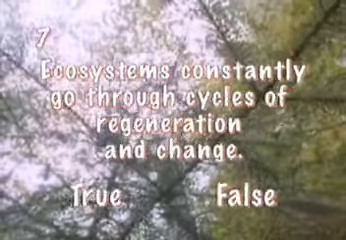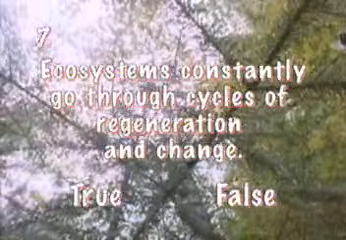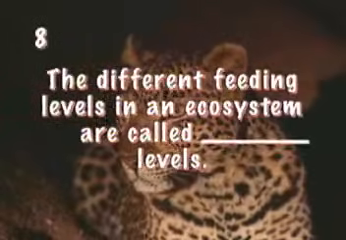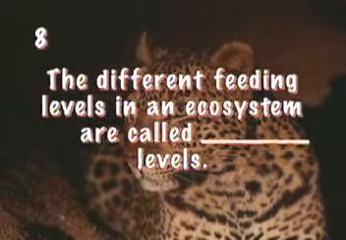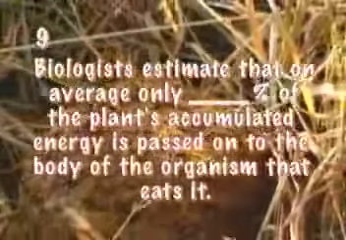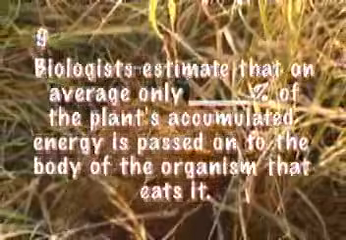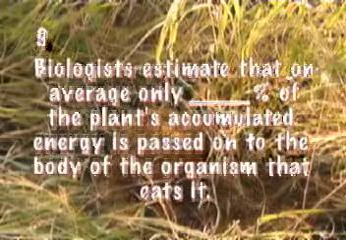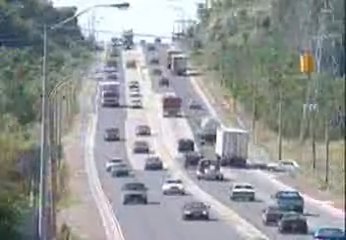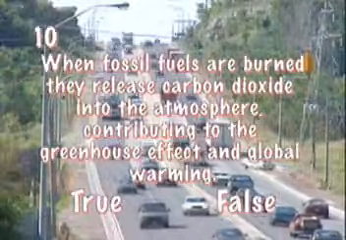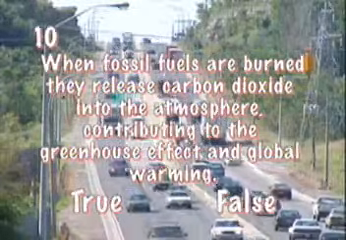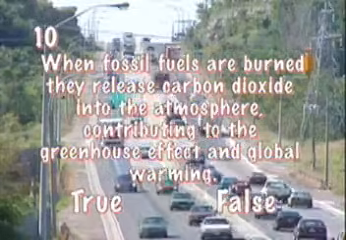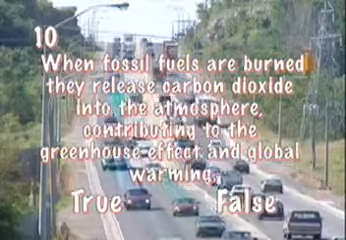The term used to describe the relationship between organisms that eat other organisms is what? Ecosystems constantly go through cycles of regeneration and change. True or false? The different feeding levels in an ecosystem are called what levels? Biologists estimate that on average only what percent of the plant's accumulated energy is passed on to the body of the organism that eats it? When fossil fuels are burned, they release carbon dioxide into the atmosphere, contributing to the greenhouse effect and global warming. True or false?